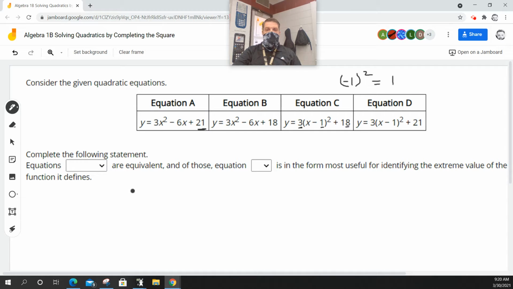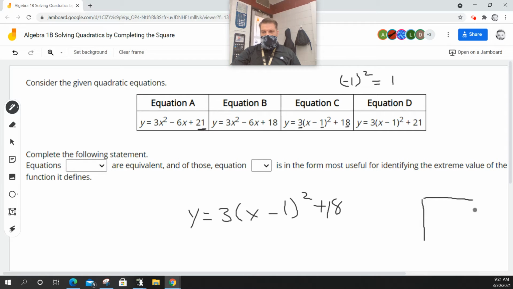I'm just guessing. So what I'm going to do is take equation C and actually expand it. So I'm going to say 3 times the quantity x minus 1 squared plus 18. Well, what is x minus 1 squared? Well, clearly it's x squared minus 2x plus 1. But let's multiply it out and see.